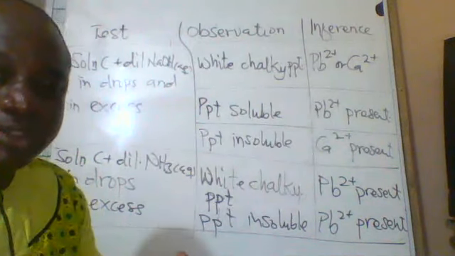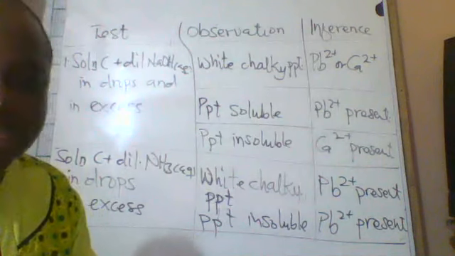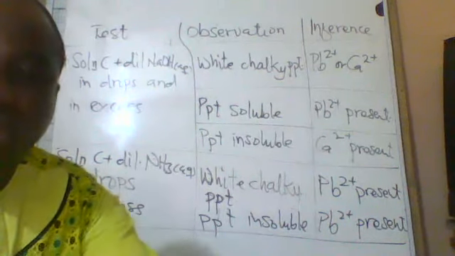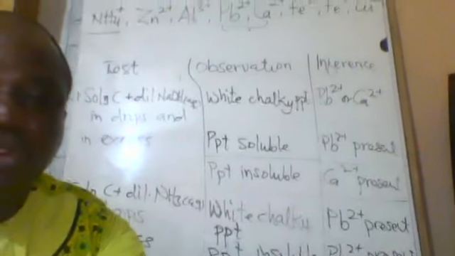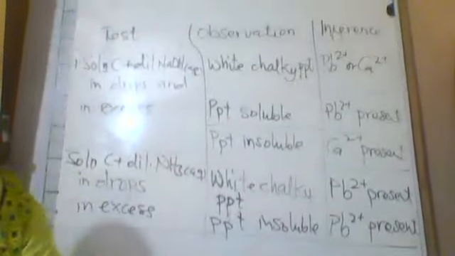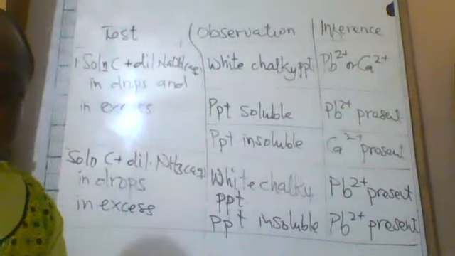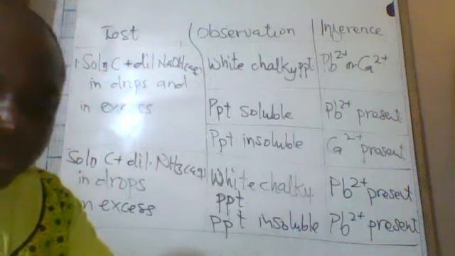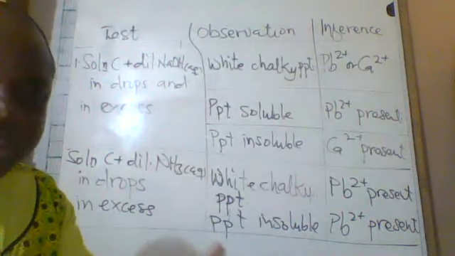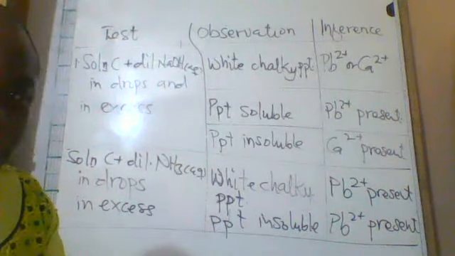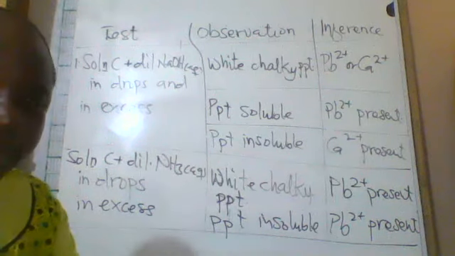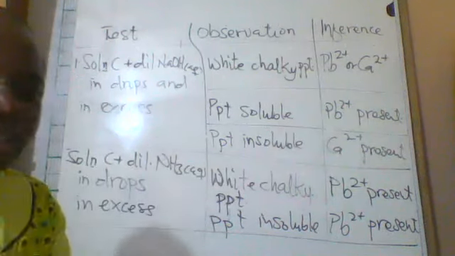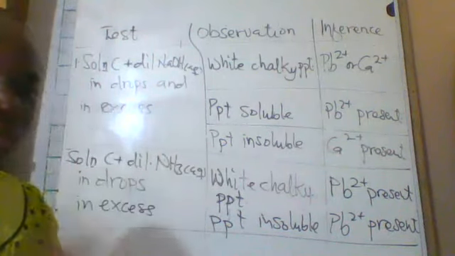The sodium hydroxide and the ammonia solution are being used as preliminary tests. With the preliminary test, it gives you various ions that are present. But you can see that on adding in drops and in excess, we are able to distinguish between two ions. Apart from that, we can still perform a confirmatory test that will identify only one particular cation. We'll come to that later.